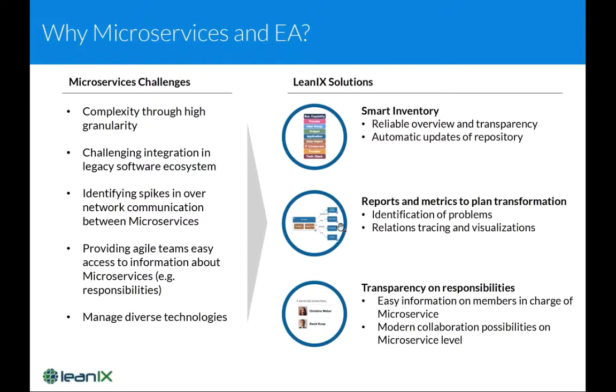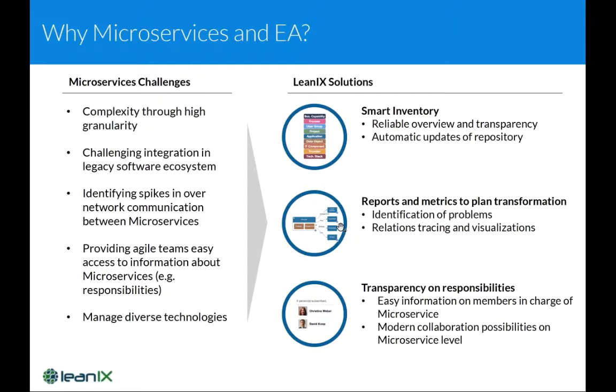It becomes increasingly difficult to identify certain spikes in communication, which can become a problem. And also, the information just increases dramatically because there are many more services teams need to know about. So we need to find a way to provide agile teams information about these services.